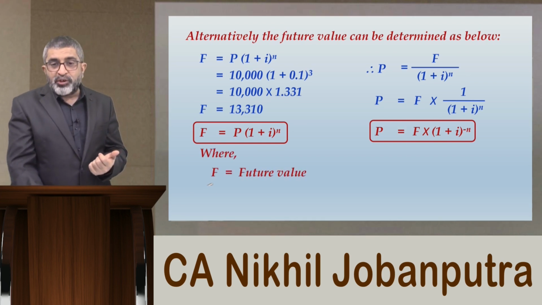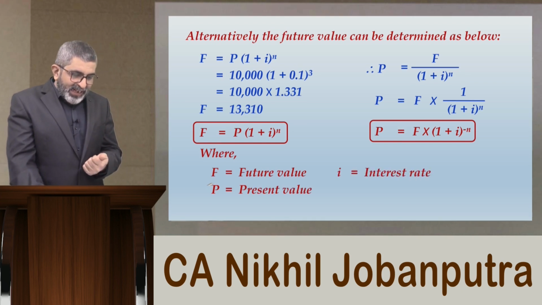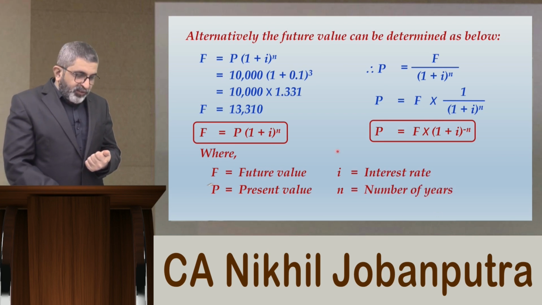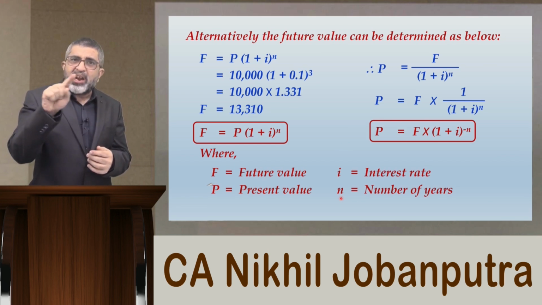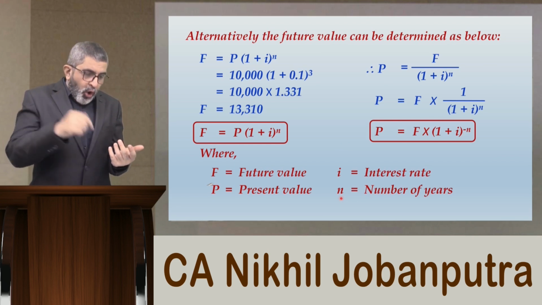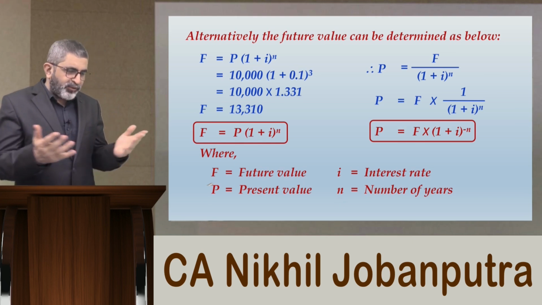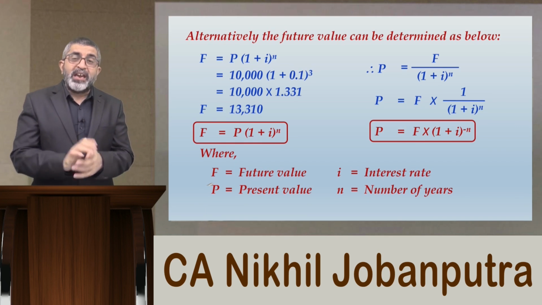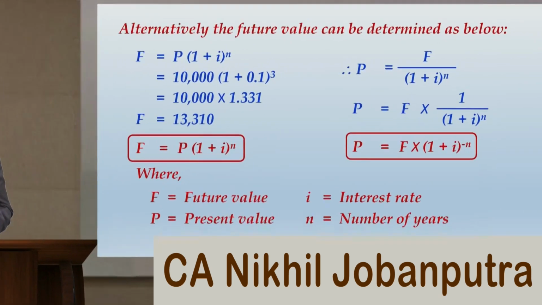So you can define the variables. F stands for future value, P stands for present value, I is the interest rate, and N is the number of years. These two variables you can change. Sometimes you may mention R instead of I, or you may mention T instead of N. It will not make any difference to your calculation and your approach. So I want you to carefully take note of this whole thing, and then I take you ahead.